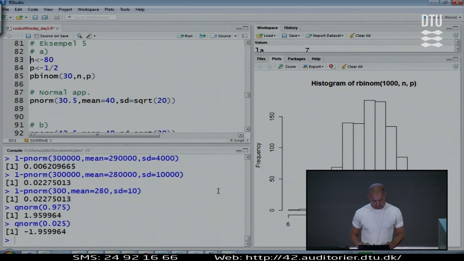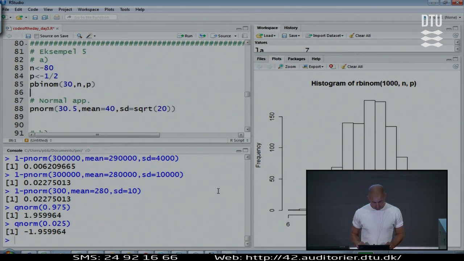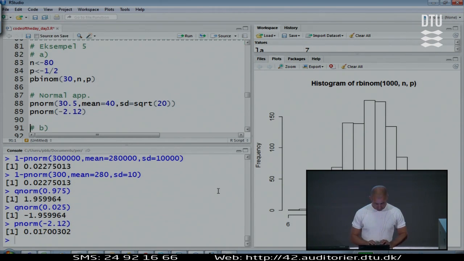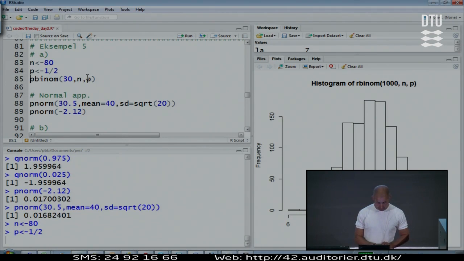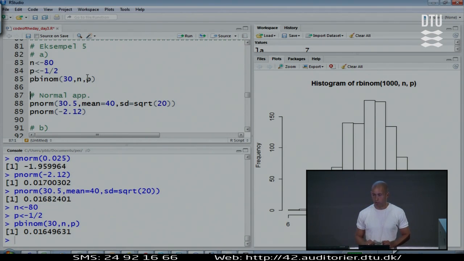We could also say P norm of minus 2.12, 1.7%. I could also say P norm of 30.5 using what I've just showed you, the right mean and the right standard deviation. There is a rounding thing here with the 2.12, right? So it's still 0.17%. What would the exact binomial be? Also around the same thing.